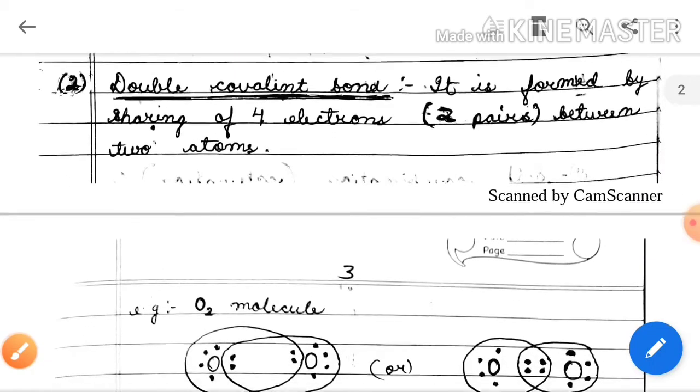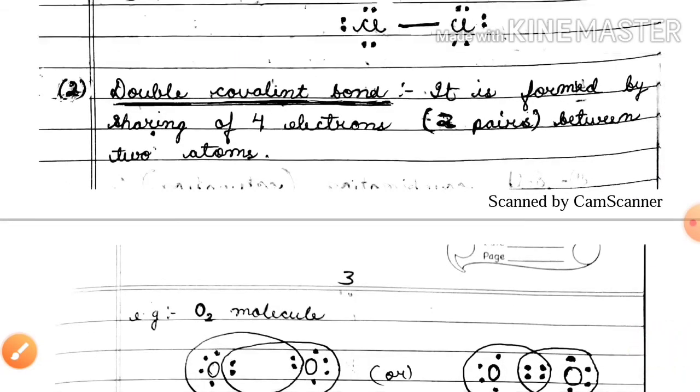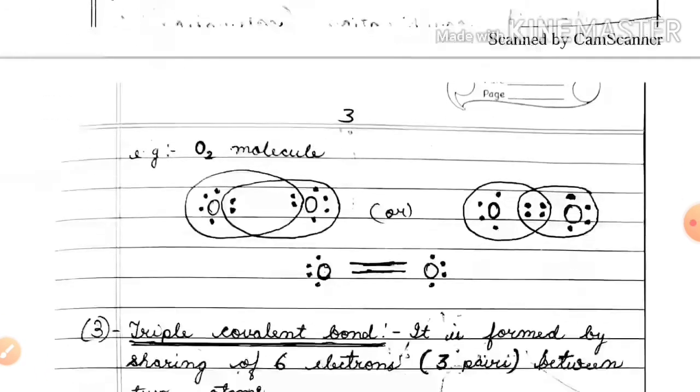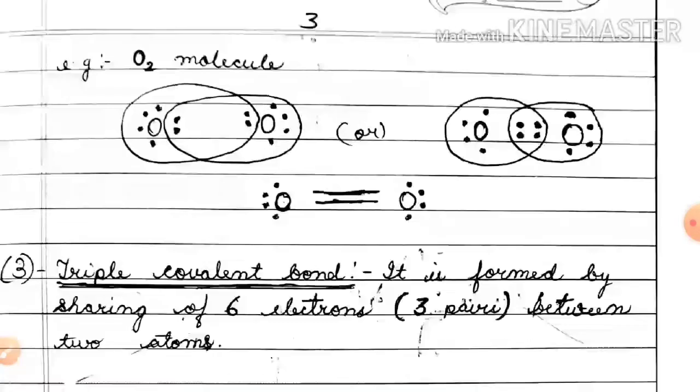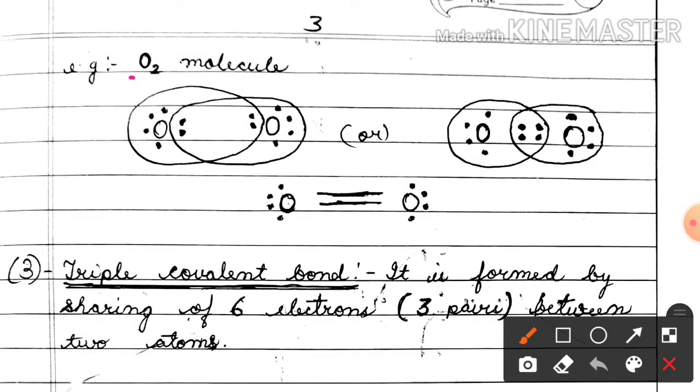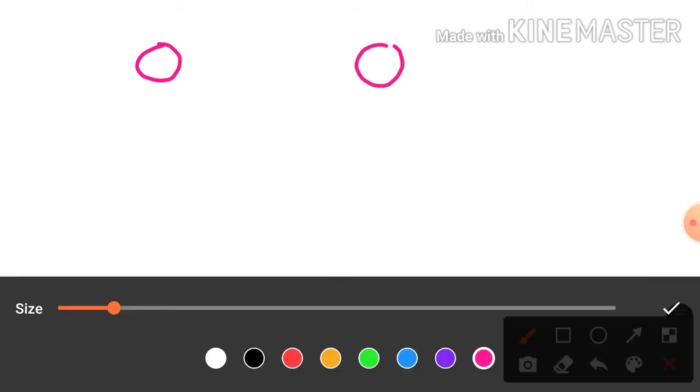Now the double covalent bond. A double covalent bond is formed by the sharing of 4 electrons, or we can say 2 pairs of electrons, and the best example of the double covalent bond is the oxygen molecule O2. See, this is one oxygen and this is the other oxygen, and how many electrons are there in the valence shell, meaning the outermost shell? The atomic number of oxygen is 8 and the configuration is 2 and 6. It means the outermost shell contains 6 electrons.